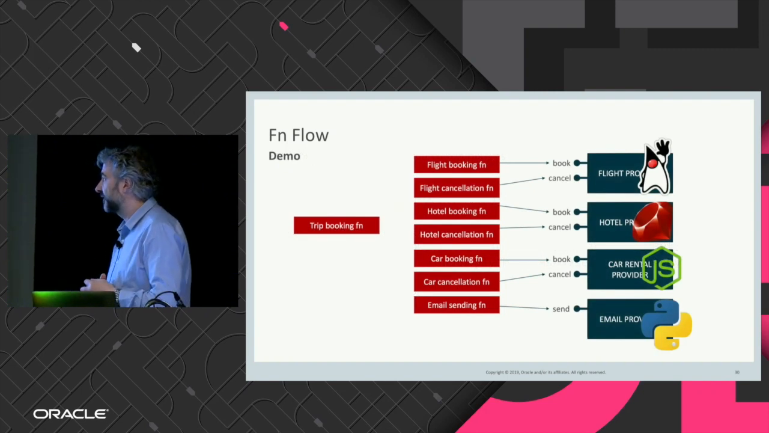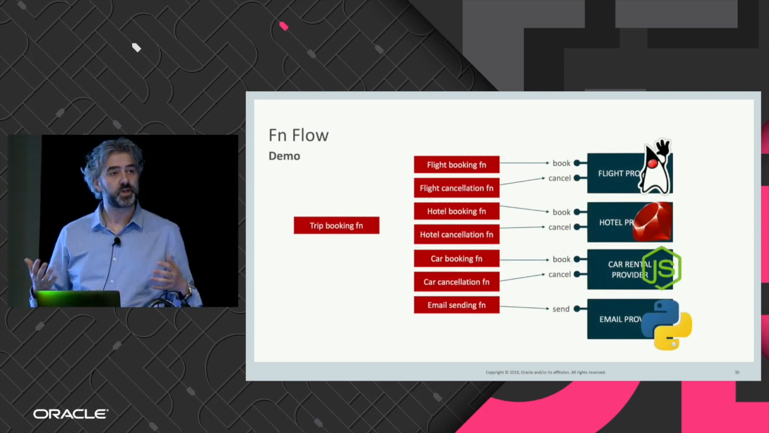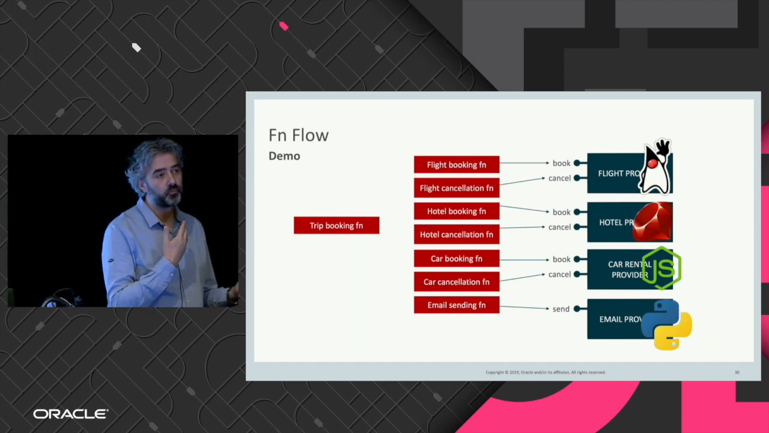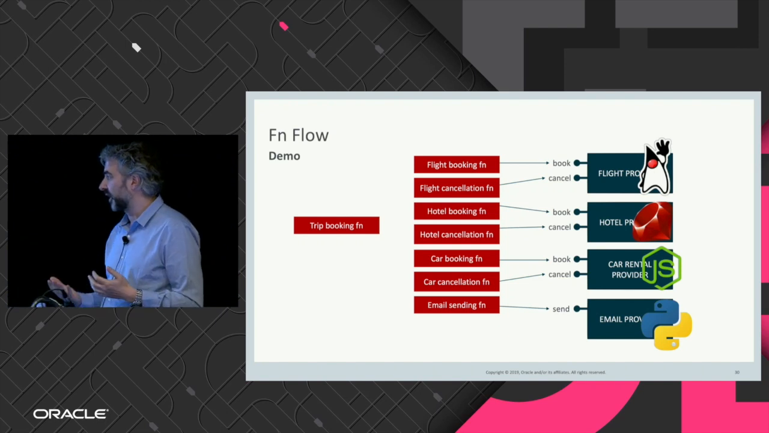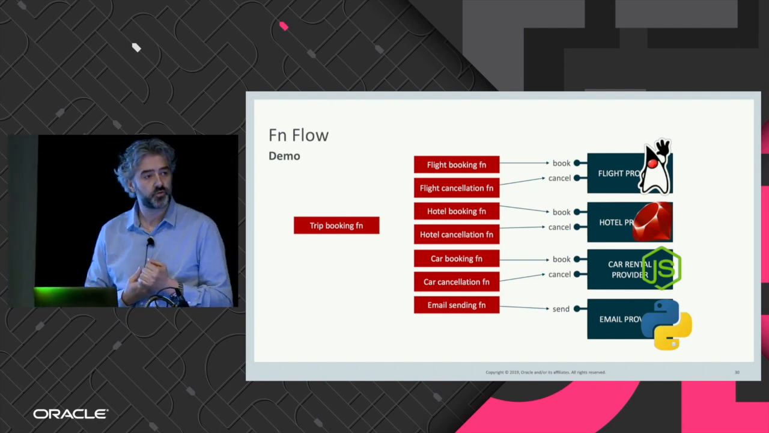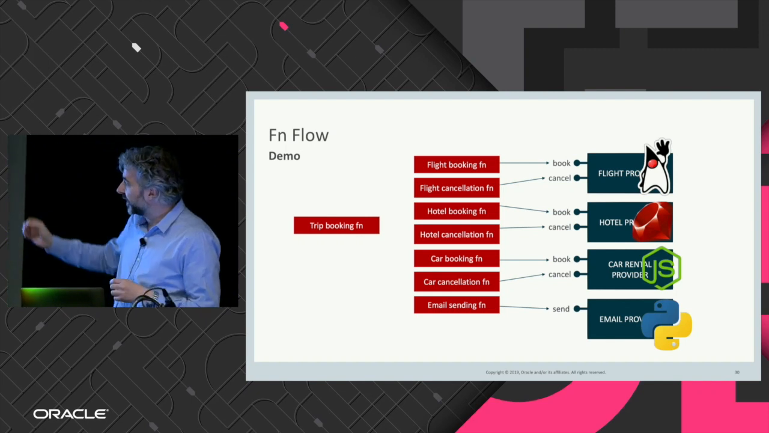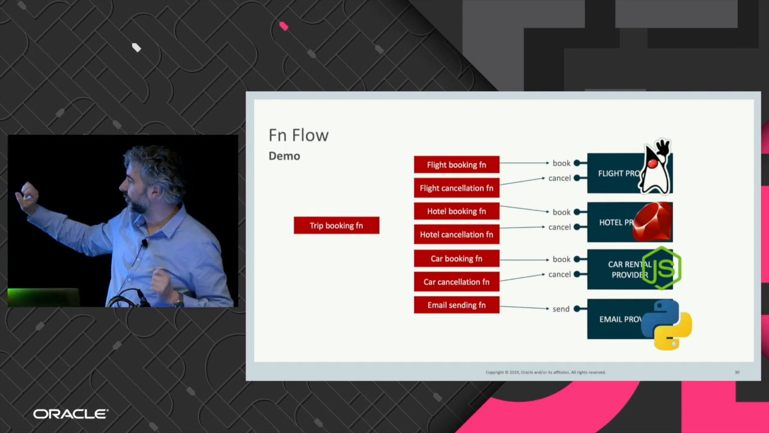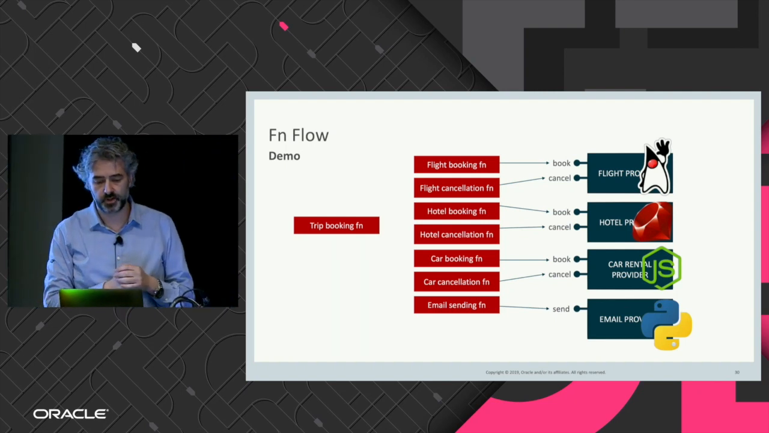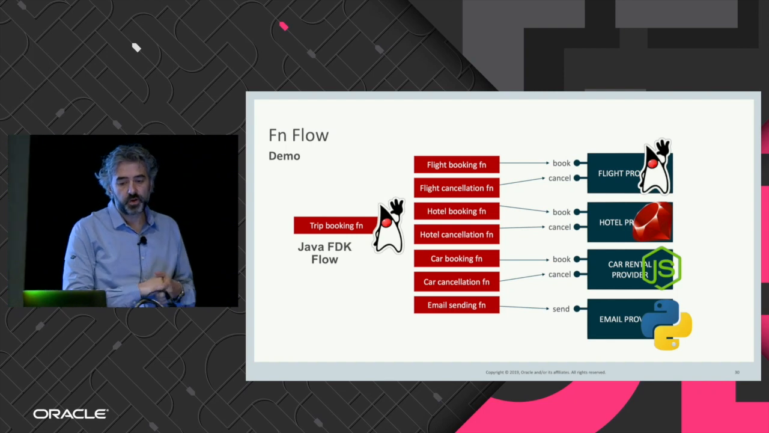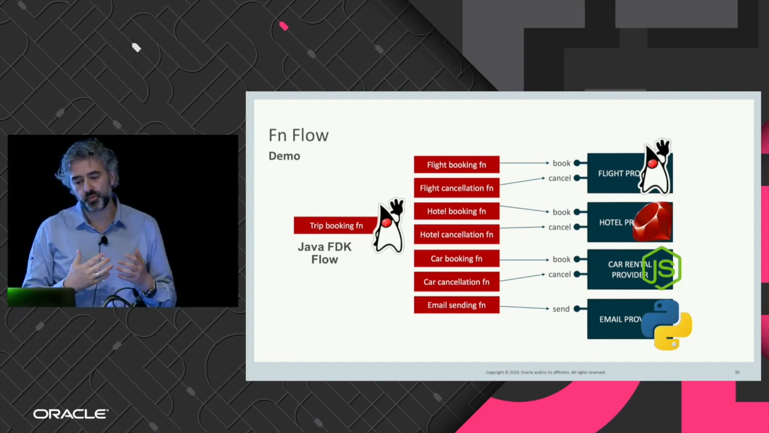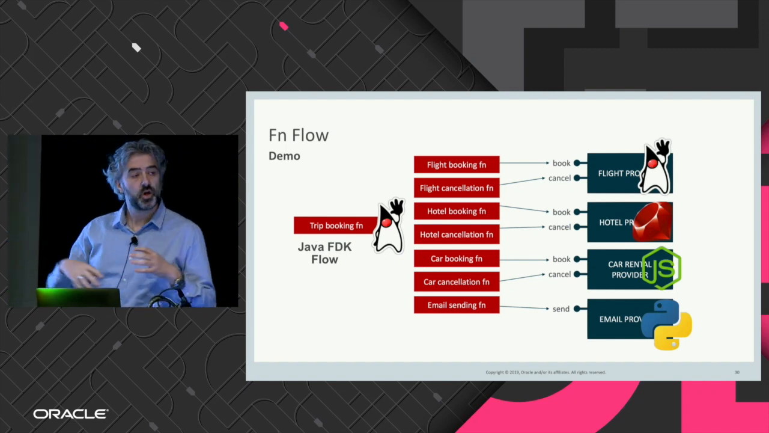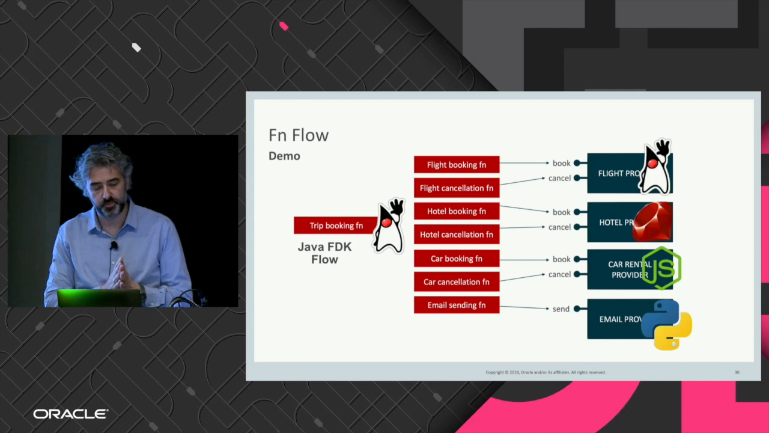So to illustrate that, I have this simple trip booking application where the idea is basically to book a trip. Whenever we book a trip, we want to book a flight, we want to book a hotel, and we want to book a car. And finally, we also want to send an email to the user with all those details. For that, we're going to use multiple backend functions, one written in Java, one written in Ruby, one written in Node, and the email one is written using Python. And what we're going to do is use the FN Flow API, in the trip booking function, to orchestrate those multiple functions together.